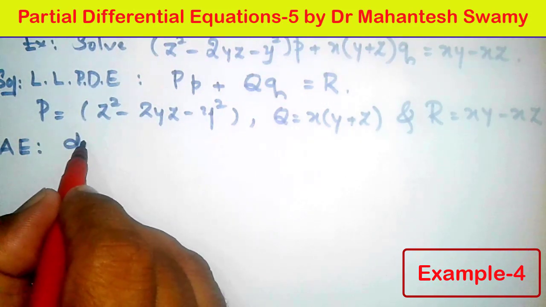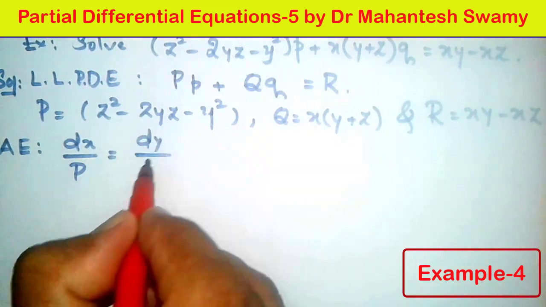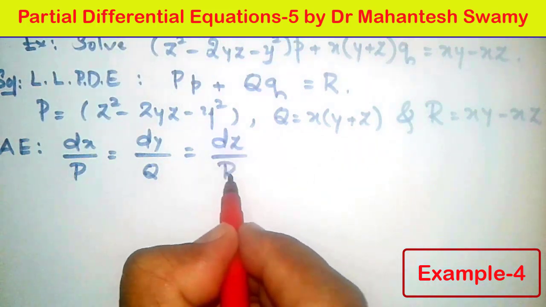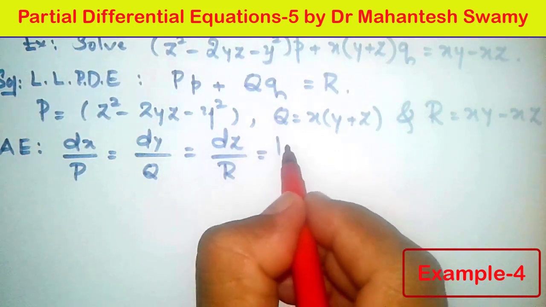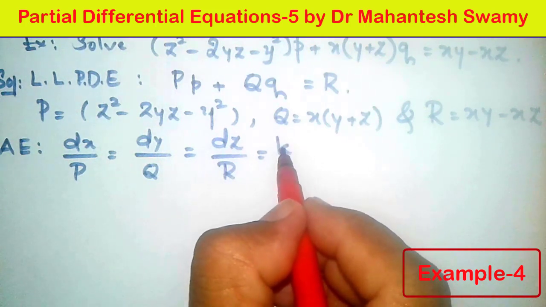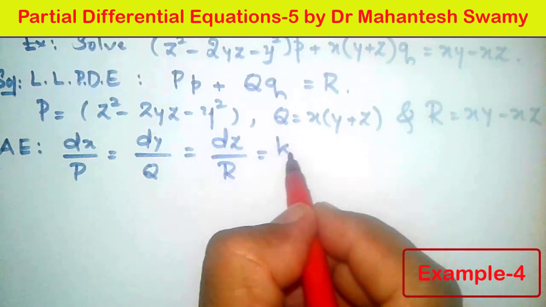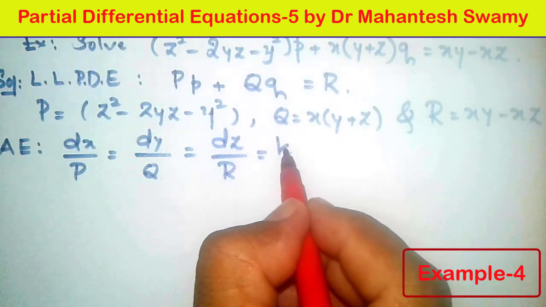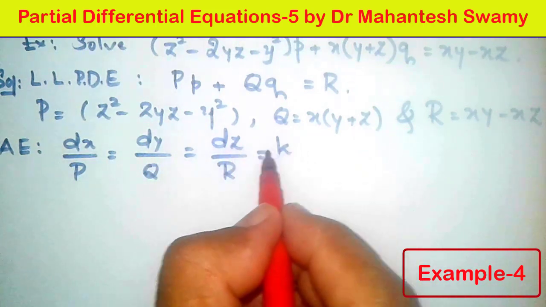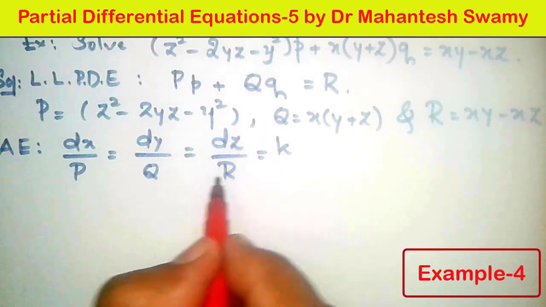Auxiliary equations are dx by capital P equals dy by capital Q equals dz by capital R, and it is advised to take each member equal to some common constant k. This is our usual practice, because whenever we want to use the multipliers, it is better to take k as a common constant equal to each member individually. So we have this as the auxiliary equations.